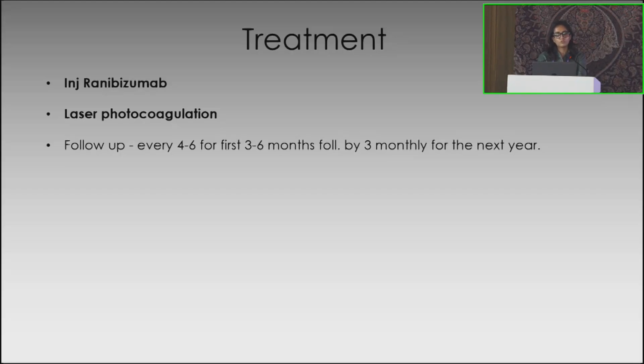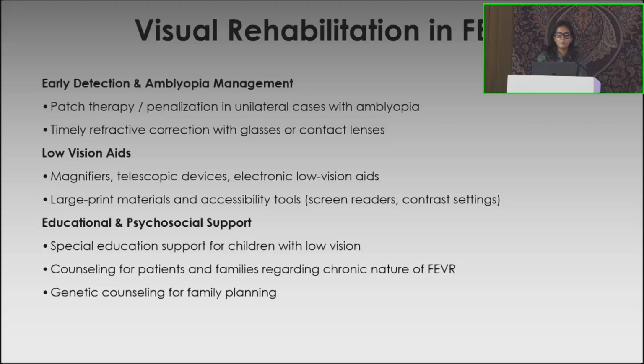The patient was given injection ranibizumab along with laser photocoagulation done for the avascular area, and was followed up every 4 to 6 weeks for the first 3 to 6 months, followed by 3 monthly for the next year. Now visual rehabilitation plays an important role.